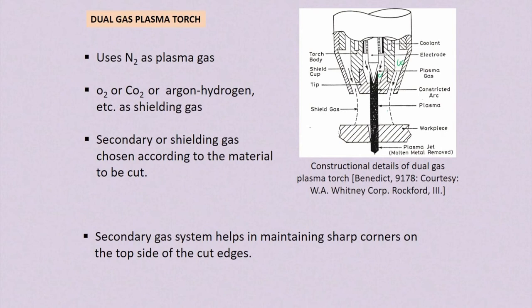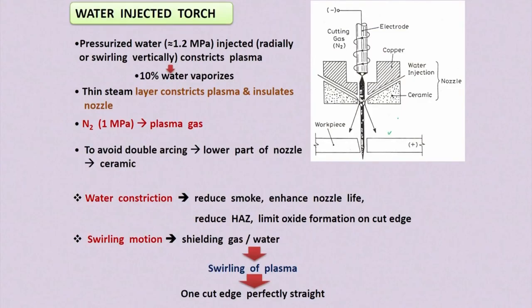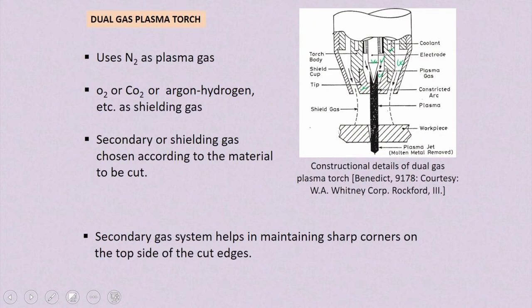So in this dual gas plasma, here you can see the plasma gas, and outside there is a shielding gas. This is the coolant here in the nozzle. This coolant is used to reduce the temperature again. This is the electrode, this is the nozzle, and this is the workpiece. This is the shielding gas outside the plasma, and this is the plasma which is generated.